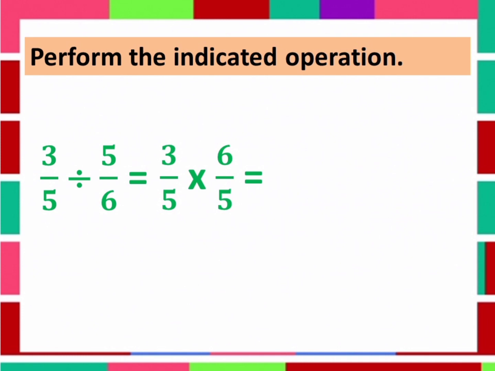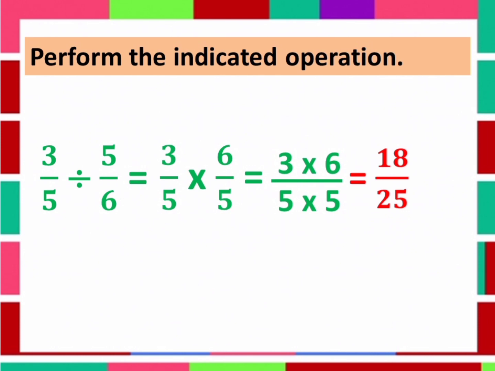So, multiply the numerators, 3 times 6 over 5 times 5. So, the final answer is 3 times 6 is equal to 18 and 5 times 5 is equal to 25. Therefore, the final answer is 18 over 25.